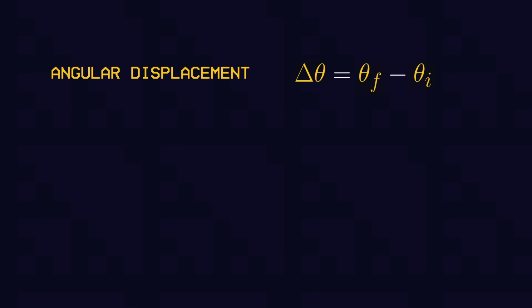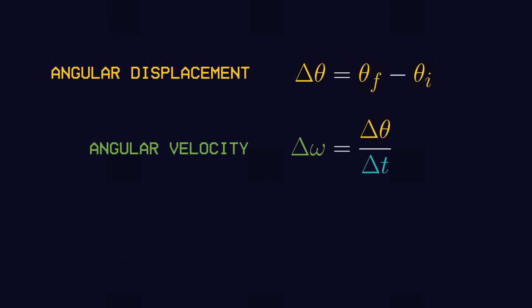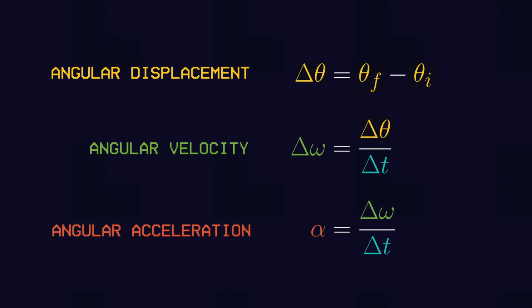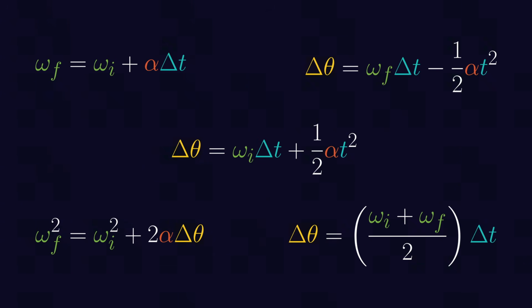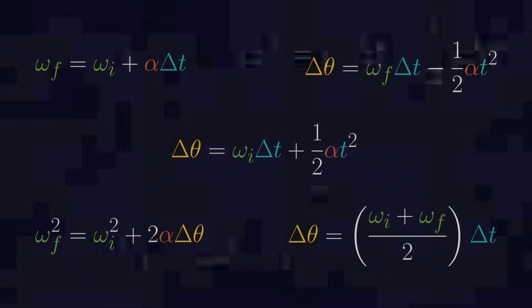Angular displacement is the change in angular position, angular velocity is the change in angular displacement over time, and angular acceleration is the change in angular velocity over time. The new angular versions of our familiar quantities obey the familiar laws of kinematics. It's the same structure, just with different variables.